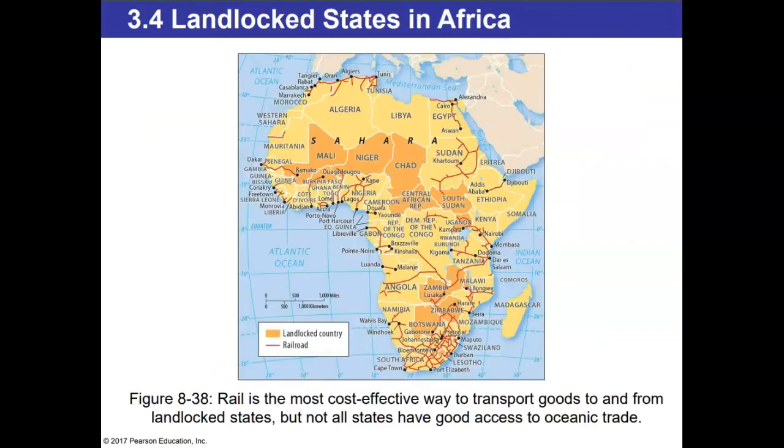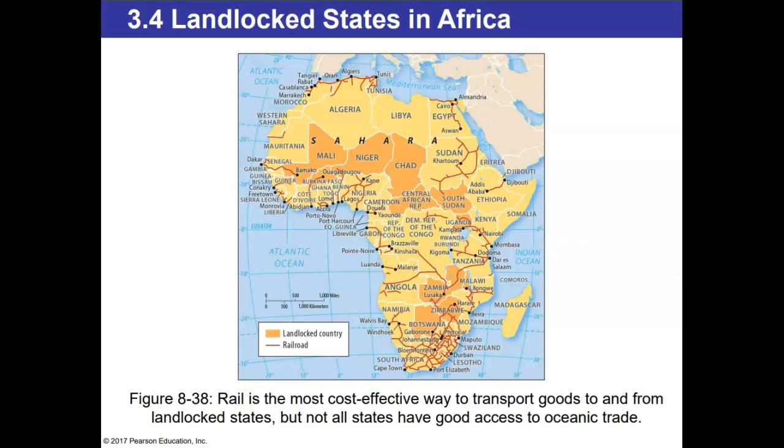Looking at Figure 8-38, we can see several landlocked states and rail lines in Africa. Landlocked states must import and export goods by land based transportation, primarily rail lines, to reach ocean ports in cooperation with neighbor states. South Africa is the only state in Africa with a dense rail network. As you can see, rail is the most cost-effective way to transport goods to and from landlocked states, but not all states have good access to ocean trade.